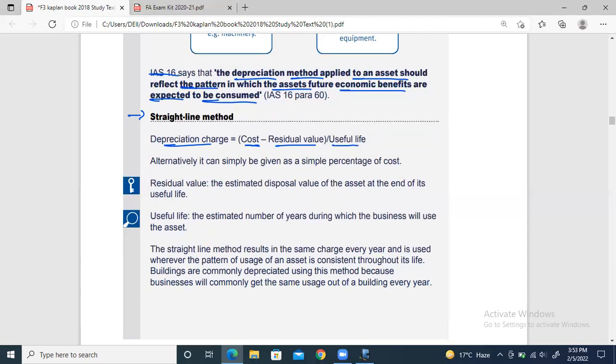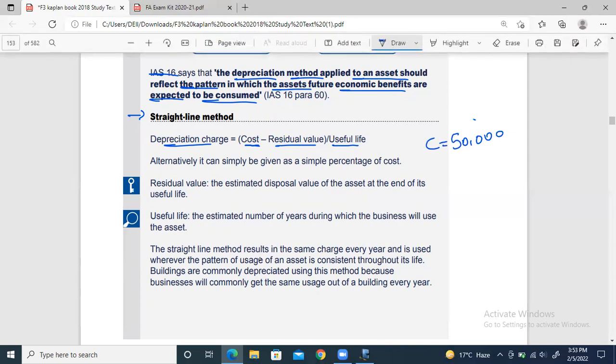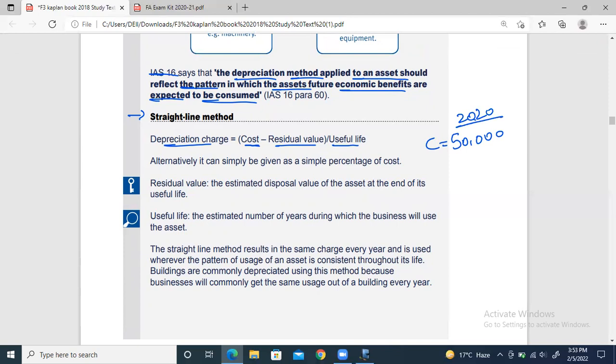Now let me explain the logic of what we're doing. First of all, we are removing the residual value, because residual value is the value that we will still get when we sell the asset after 10 years. For example, if I purchased an asset which cost 50,000 in 2020, and I plan to use it for 10 years, and I estimated with my research that after using it until 2030 it will be sold for, let's say, $5,000, then out of 50,000 I am assured that I'm still getting 5,000. This is a surety, so we remove this surety from the formula. That's why we reduce the residual value from the cost.